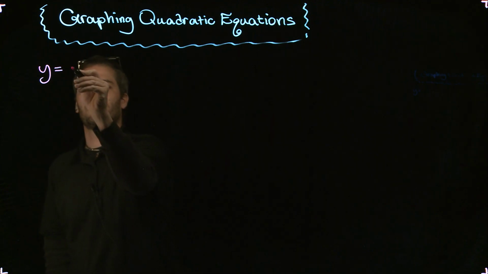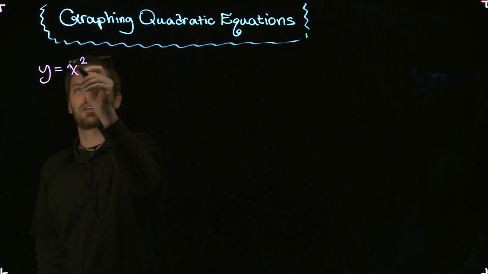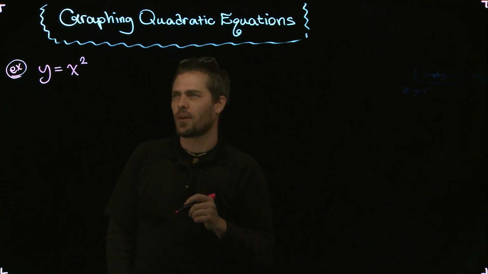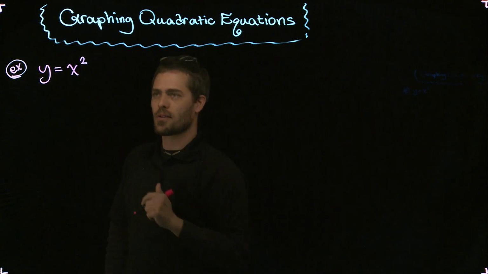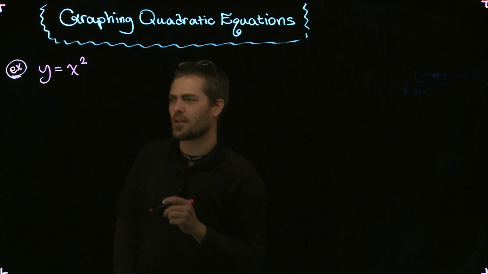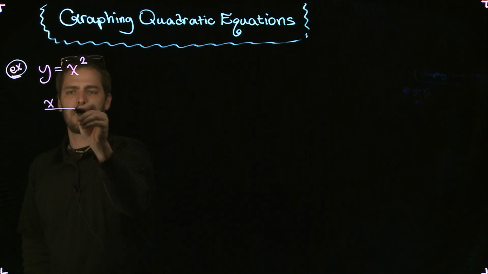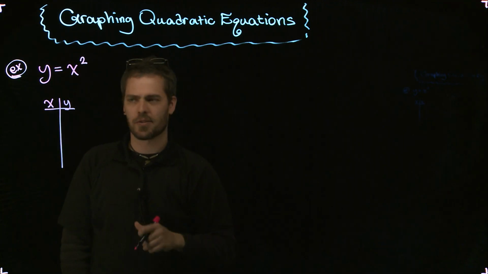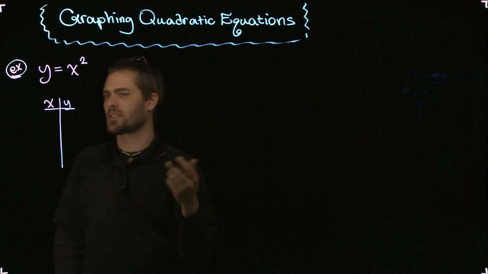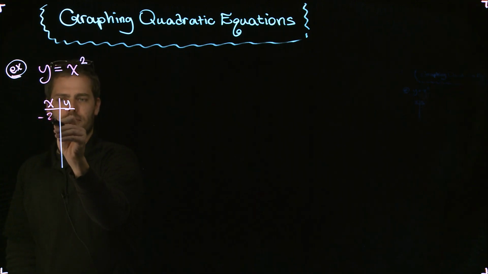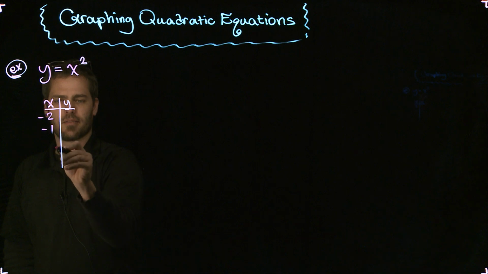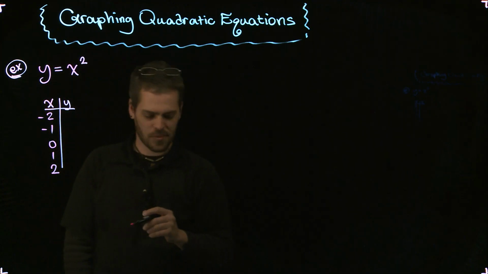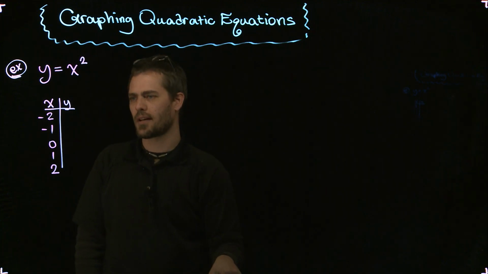So let me just start with y equal to x squared as an example. I know this is quadratic because I have a squared term for x, okay? So let me just make a little table, and from this table we're going to generate points, and then I'm going to put those points on a graph. Let me just pick a few values. How about -2 for x, -1, 0, 1, and 2. And let's see what is produced on the y side.